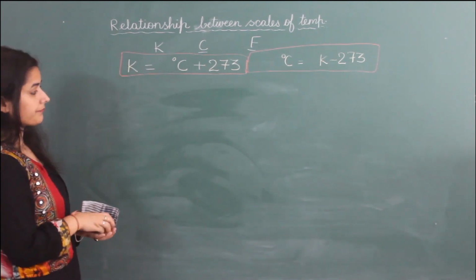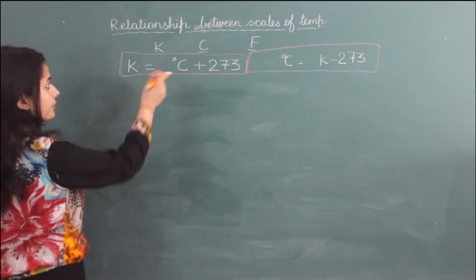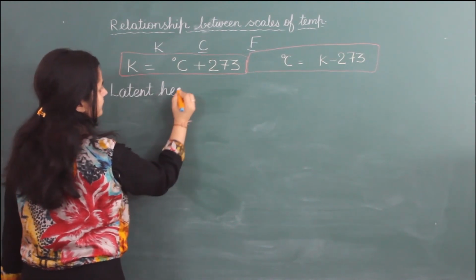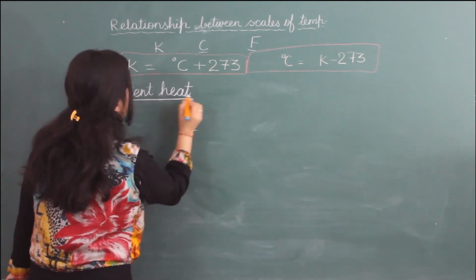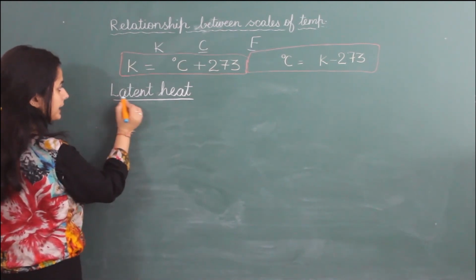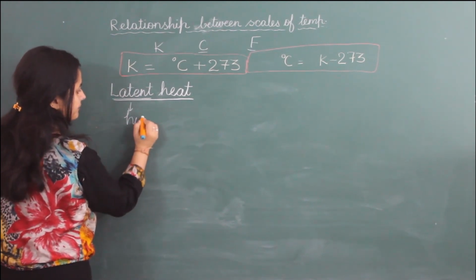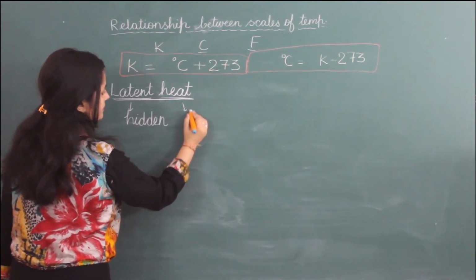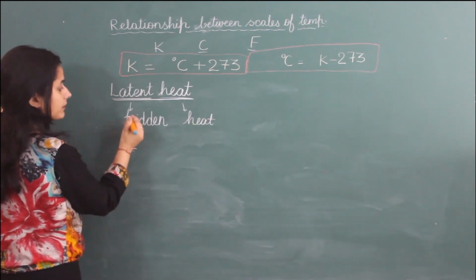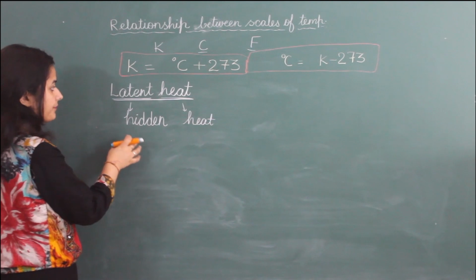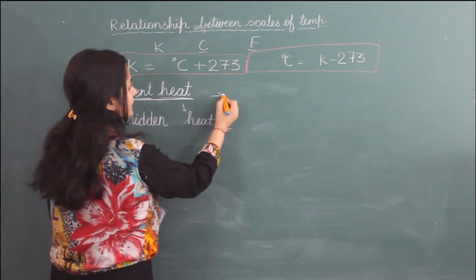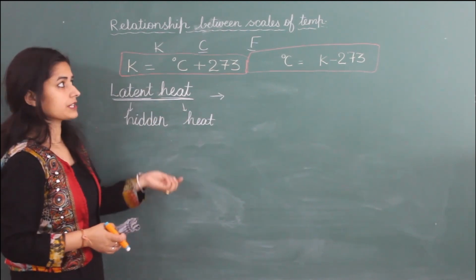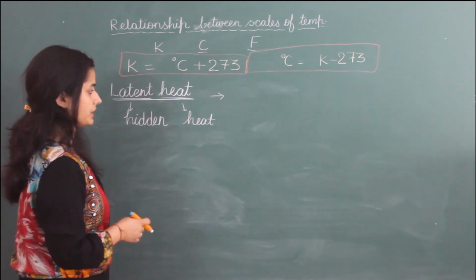Now next, before starting this, the most important topic: latent heat. What is latent heat? The word latent means hidden. Heat means heat. Hidden means no one can see it. So latent heat is one type of hidden heat, and it increases or decreases when the change of state takes place during temperature changing.